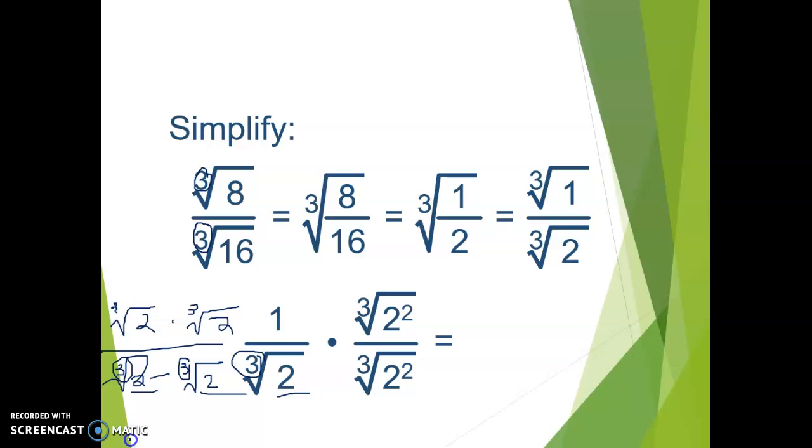All right, once we've done that, we multiply across the top and the bottom, and our top becomes the cubed root of 2 squared, which is the cubed root of 4. And then the bottom, we've got 3 2's: 1, 2, 3. We're taking the cubed root of 2 times 2 times 2. The cubed root and the cubed exponent all cancel each other out. We've got a group of 3 here, so the 2 comes out, and we're left with just a 2 on the bottom.